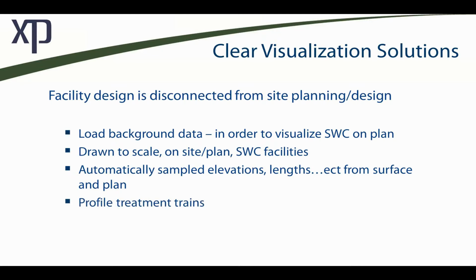So one important visualization tool that's going to cut out a lot of mistakes is just simply a profile of the treatment trains. So let's say you have a swale and then a bioretention system. We need to represent these facilities in profile to see if they drain correctly to each other, to really get an idea of how they're storing the water, right?